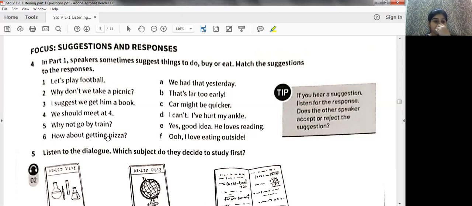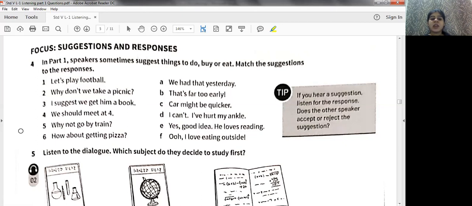Okay. Second, why don't we take a picnic? So what's the response? F. Oh, I love eating outside. Now you would say, Miss, how is the connection of love eating outside? See, when you go to picnic, students, at times you carry your own food and everything, but many a times it happens that you tend to eat from outside also. So that is why F is the response which is given to the suggestion number 2 over here.